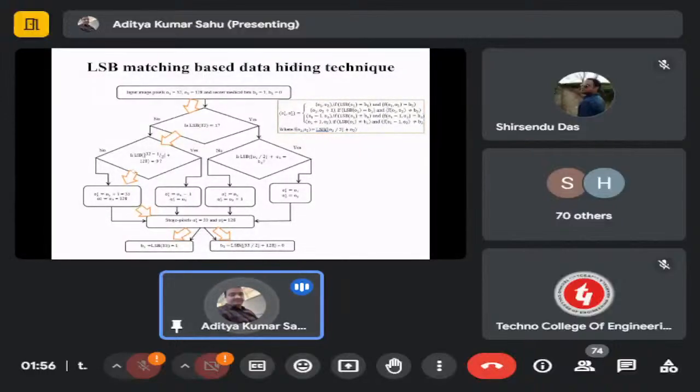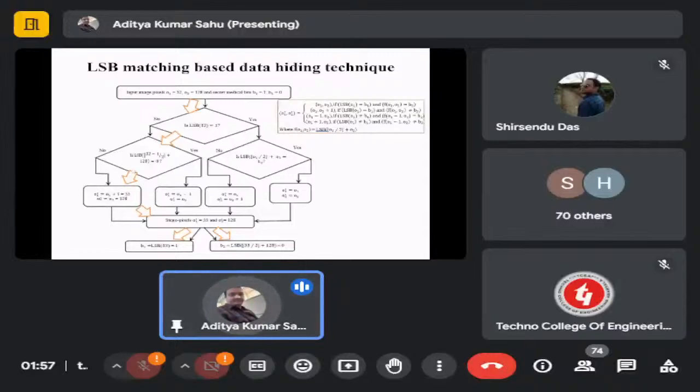You can see that 32 minus 1 is 31, divided by 2 is 15 point something, and the base value is 15. 15 plus 128 is 143. Okay, is 143 equivalent to 0? No. So again it will go to the right side.